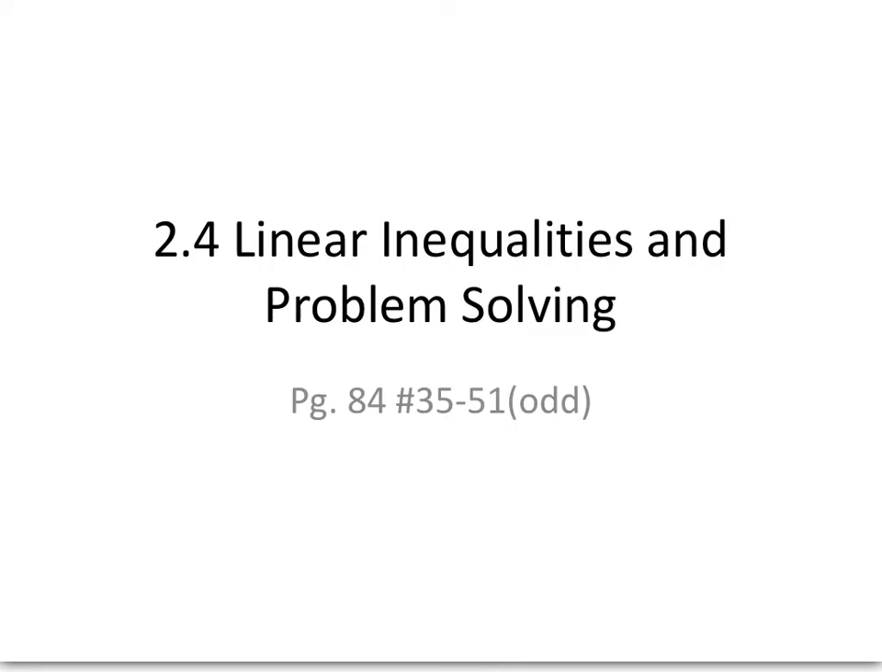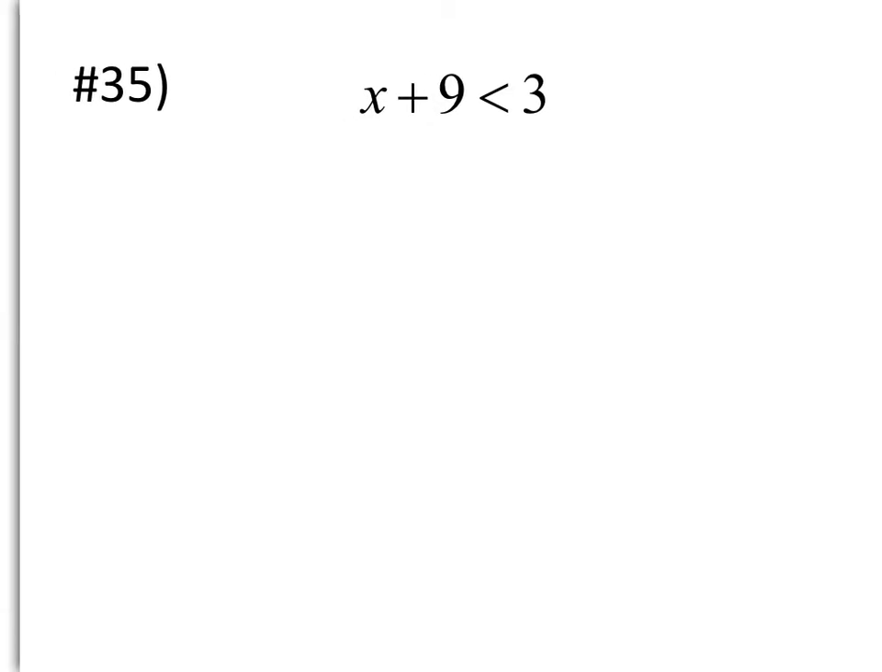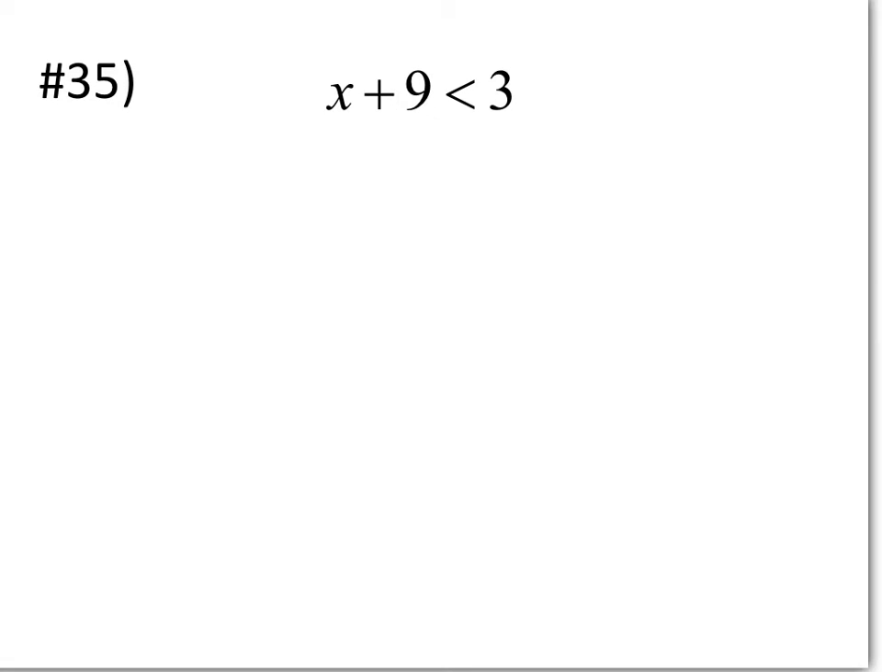So here we go. Number 35 is x plus 9 is less than 3. And the directions say, solve and write the solution set using interval notation. So first we need to solve. In order to solve, we're going to subtract 9 from both sides, giving me x is less than negative 6.